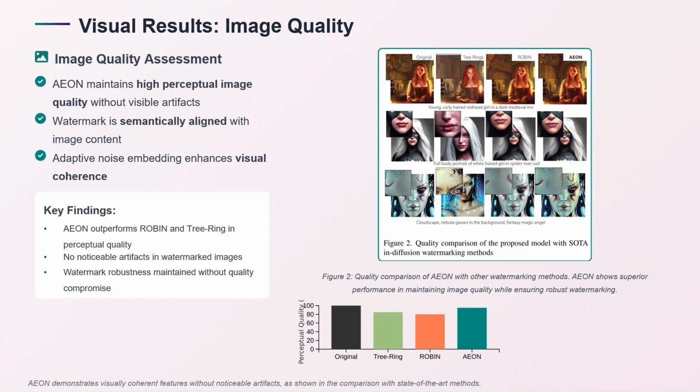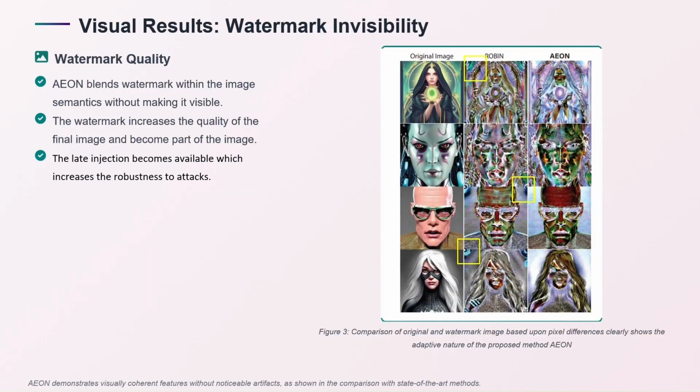To assess the image quality, we plot this figure where we can see that Tree-Ring has lower image quality, but Robin, despite having a better image quality, lacks the intrinsic details of the image. However, AEON is giving better quality that resembles the original image more in semantics. The watermark quality reduces in Robin, where the watermark, when injected at later stages, shows visibility in different areas highlighted here. While AEON, since it embeds the watermark within the image semantics, actually fuses it, increases the image quality and retains the watermark when different adversarial attacks are applied.